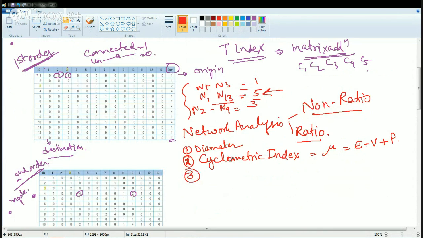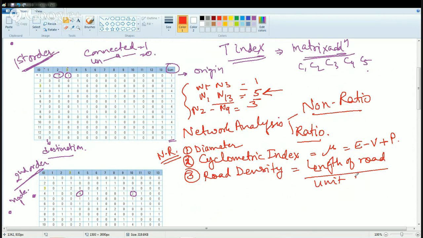The next thing we would be understanding under non-ratio. So these are all for non-ratio. The next is road density. How do we calculate the road density? Road density is basically how long the road is, so the length of the road per unit area. That is the road density. So these are the three concepts which are part of network property.